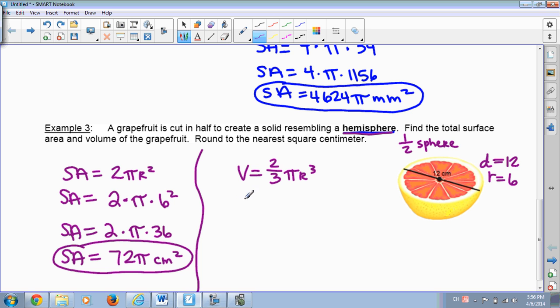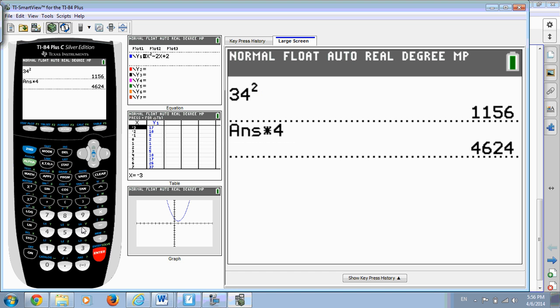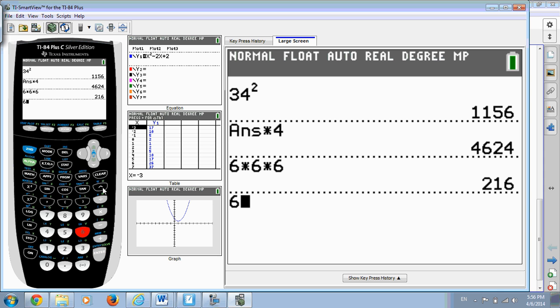For volume, let's go ahead and plug in 2/3 times pi times our radius, which is 6, and we got to cube it. When we go to our calculators, you can either do 6 times 6 times 6, or you can do 6 to the power of 3. So here's the power button, 3. And you get 216.